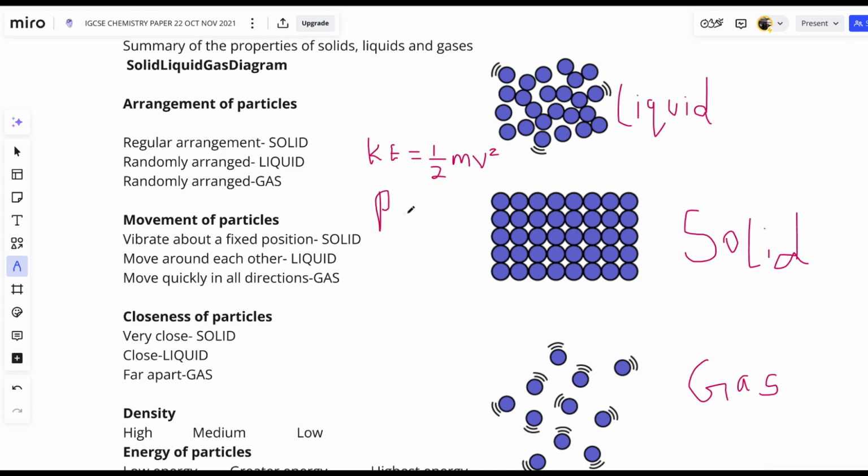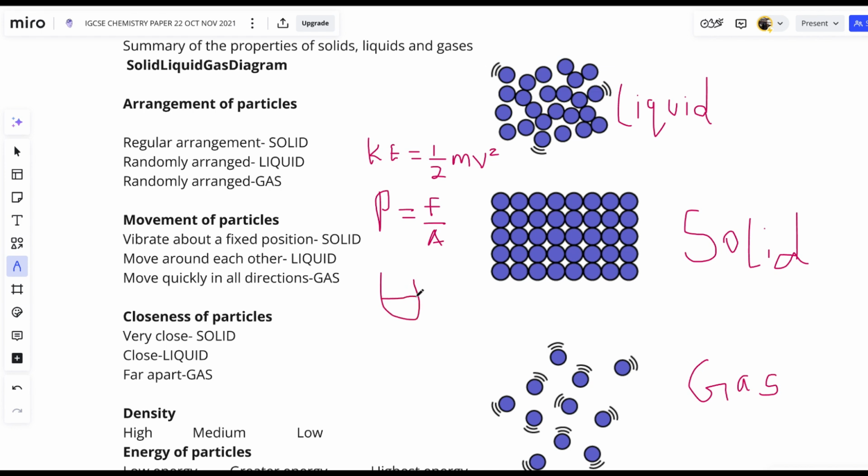Pressure of the gas is simply force over area. What is force? Force is particles hitting the walls of the container, the rate of collision of particles. So the more particles collide with themselves and with the walls of the container, the greater the pressure.